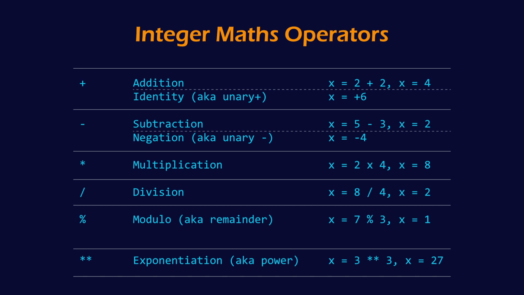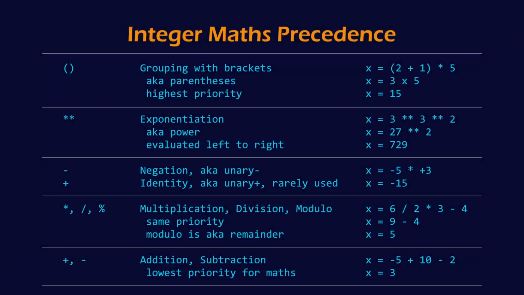As well as the operators themselves, an important aspect of using arithmetic is precedence. That is, if you have a chain of maths operations, which ones happen first? What we're looking at here is just the operators used for integer maths, plus grouping with brackets and the unary operators for negation and identity.